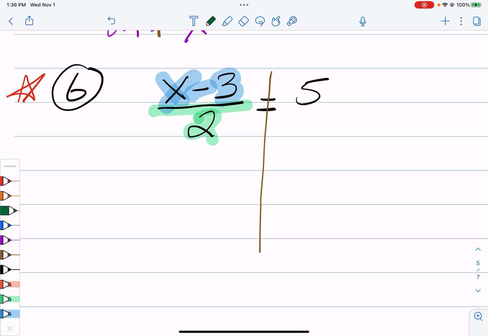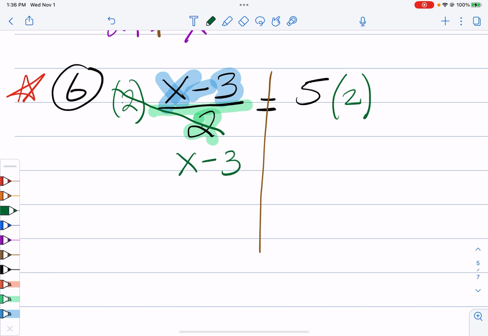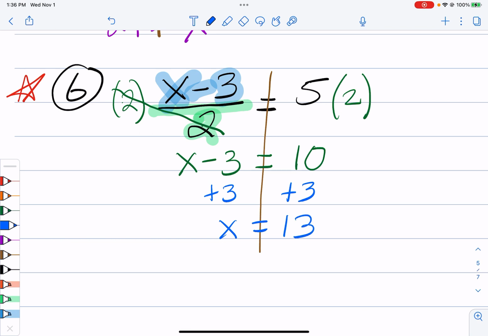I have to get rid of the divided by 2, so I'm actually going to multiply both sides by 2 first, which will allow me to say that our 2 divided by 2 is a 1, and we don't have to worry about it anymore. Now 5 times 2 is 10. So since this problem was one huge fraction, I had to get rid of the fraction first. Then I can finish my problem saying if I have a minus 3, I'm going to add 3 to both sides, and x equals 13. So this is one of those special cases, so look for that.